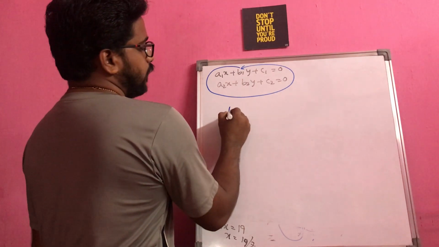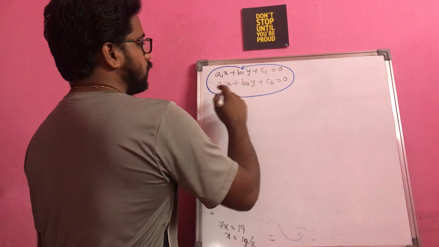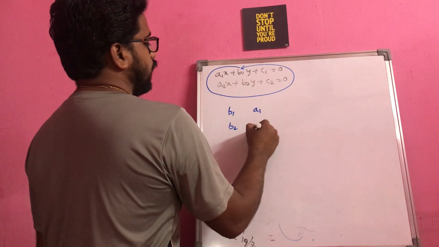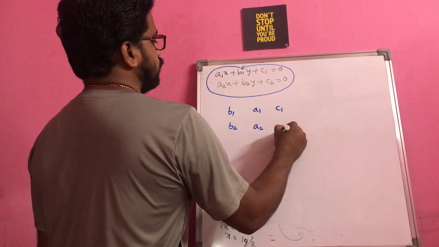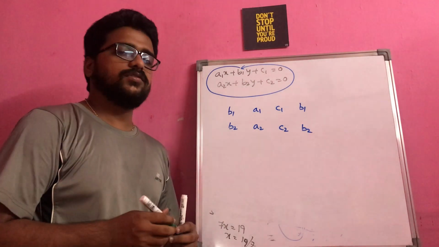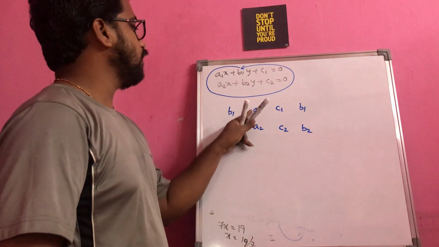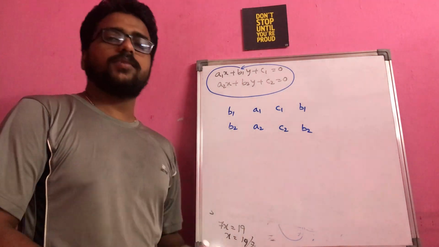So I will take these constants b1, b2. I am moving in this direction, and then a1, a2, c1, c2, then again b1, b2. With what you had started, with that only you have to end. So b1, b2, a1, a2, c1, c2 and then b1, b2.